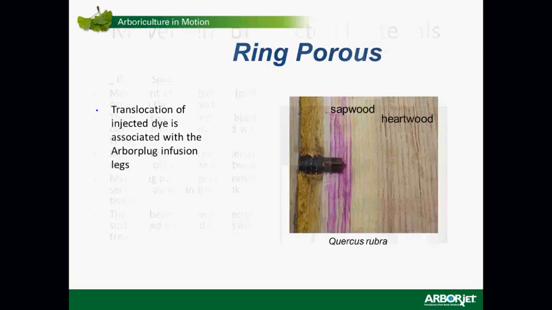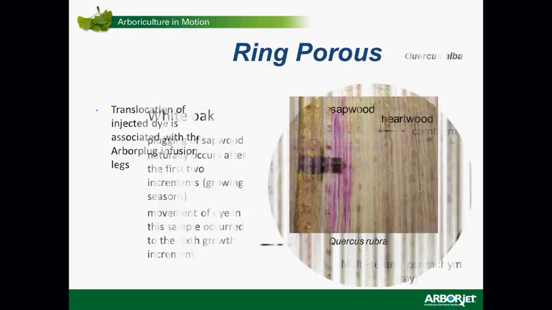So that was kind of interesting. If you look at it from an axial perspective, where we split the wood right through the injection site, you can see where you put the infusion legs. You'll see the dye movement, and dye movement will occur both upward and downward. The net movement, though, is upward in trees that are actively transpiring.